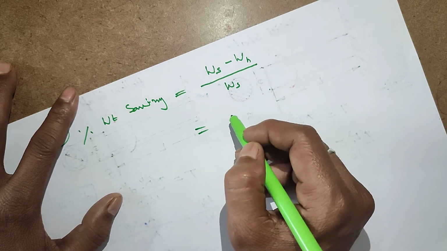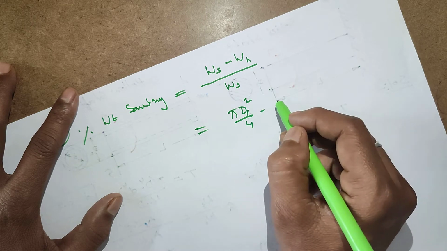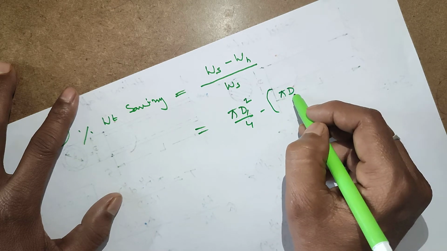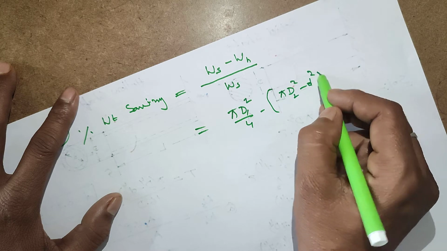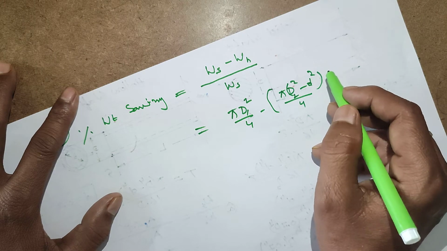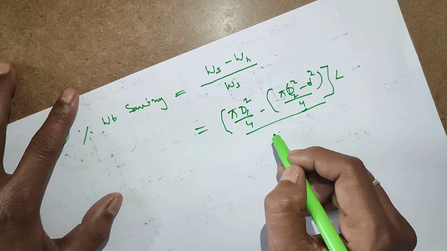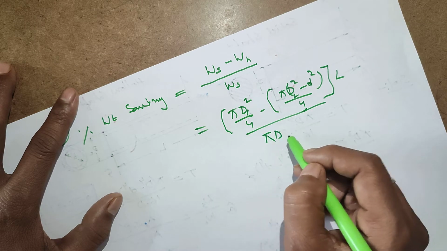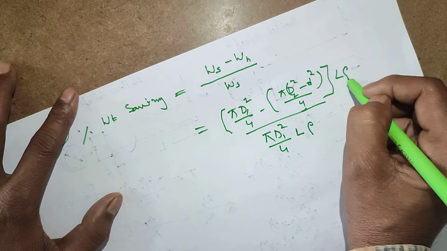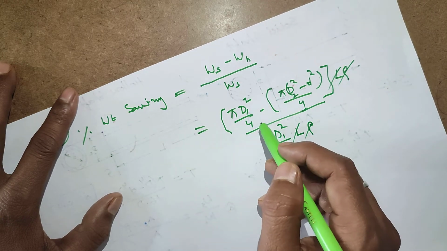So what is the weight of the solid shaft? That is pi d1 square by 4 into L into rho. Minus the hollow shaft, which I have already written: pi (d2 square minus small d square) by 4. Lengths are the same, divided by pi d1 square by 4 into L into rho. These terms will get cancelled.